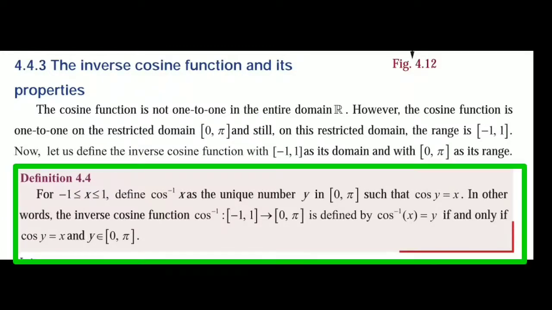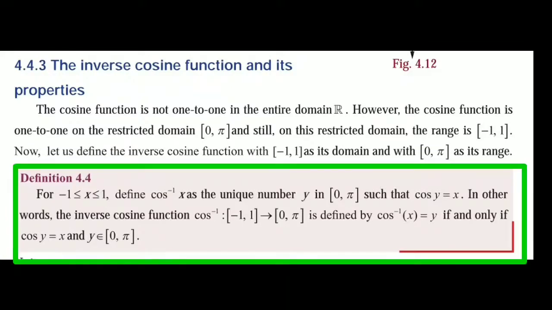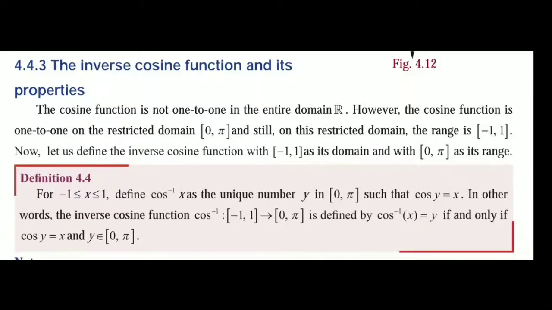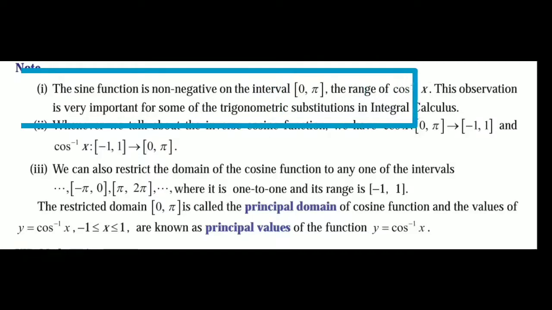In other words, the inverse cosine function cos inverse from closed interval [-1, 1] to closed interval [0, pi] is defined by cos inverse of x is equal to y if and only if cos y is equal to x and y belongs to closed interval [0, pi]. Note, the sine function is non-negative on the closed interval [0, pi], the range of cos inverse x. This observation is very important for some of the trigonometric substitution in integral calculus.